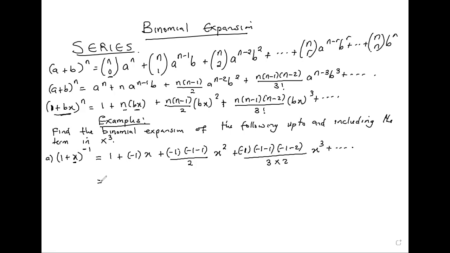Then we simplify. So we have 1 minus x. Then -1 minus 1 is -2. So this 2 and this 2 can cancel. Then we have negative times negative. It becomes positive, and so we get x squared like that. Then this is -2, this is -3. So this 3 and this 3, this 2 and that 2. Then the negative will remain, x to the power 3. We could keep going, but the question says up to and including the term in x^3. So this is the expansion.